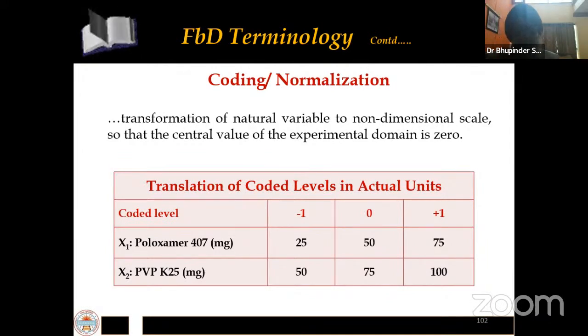Say in one of the cases, in I think 2002 or 2003, we prepared the supersaturated systems, and we used poloxamer and PVP as the drug carriers. The low values were designated as -1 of poloxamer and a high of PVP, and high values were +1 and intermediate as zeros.